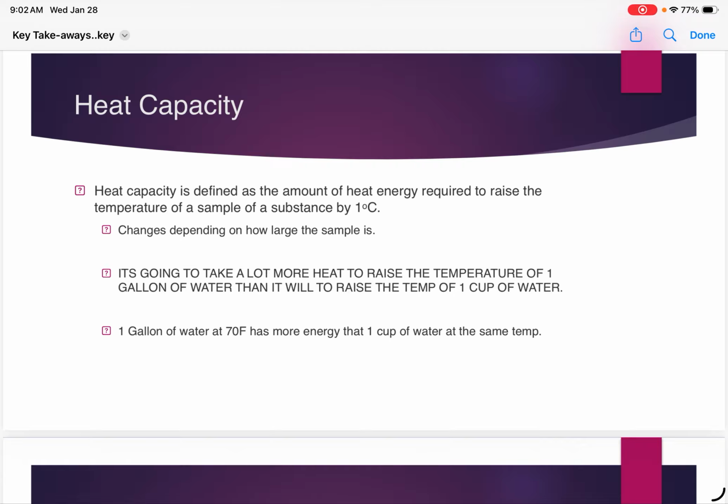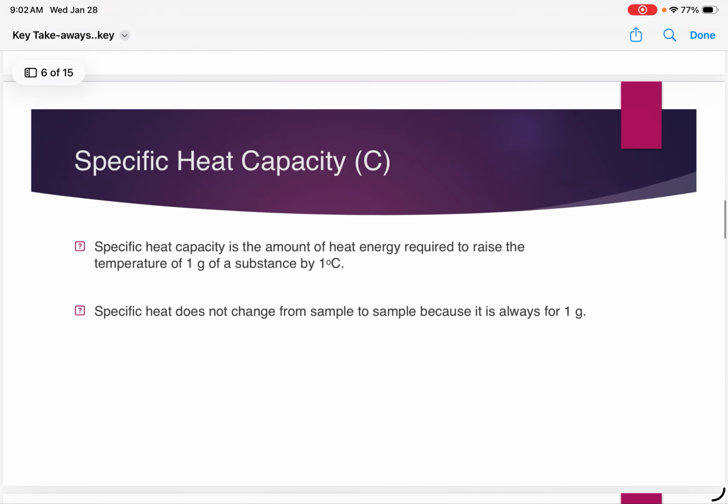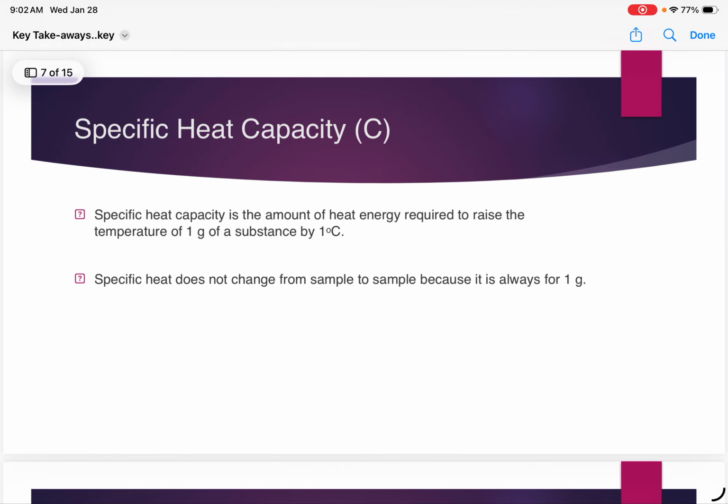A gallon of water at 70 degrees has more energy than a cup of water at 70 degrees. Specific heat capacity is the amount of heat energy required to raise the temperature of 1 gram of a substance by 1 degree Celsius. Now it's a gram, not the whole sample, just a gram. And specific heat does not change from sample to sample because it's always for 1 gram of the same substance.